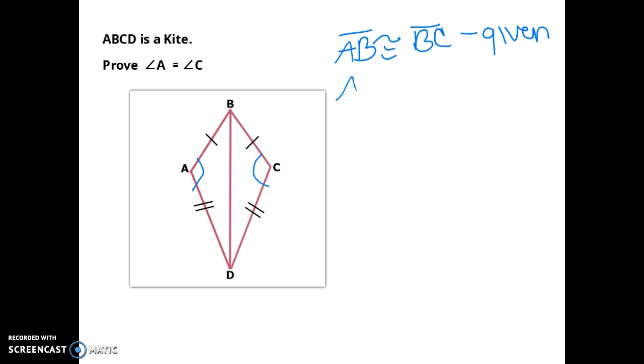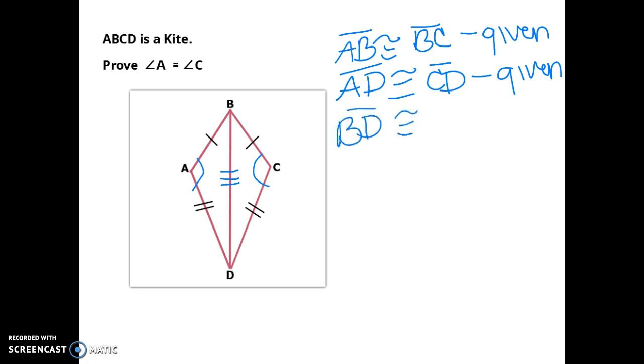Well, we also know that segment AD is congruent to segment CD. How do I know? It's given. What else do I know? I know that this side is congruent to itself. BD is congruent to BD because of reflexive property. Well, that's side, side, side. That means that I have proven that triangle ABD is congruent to triangle CBD.